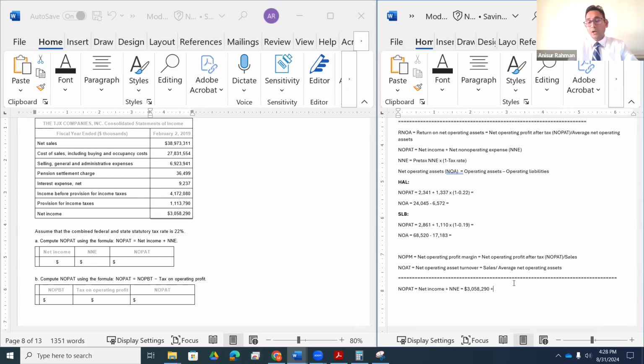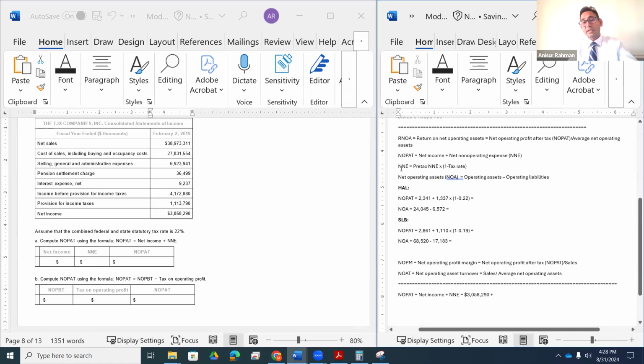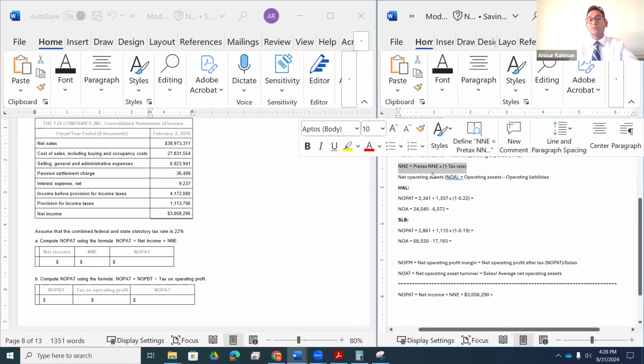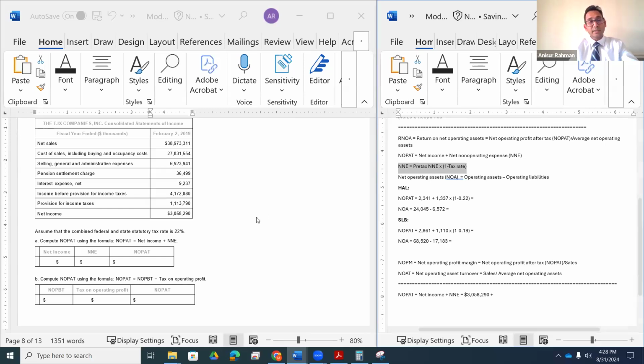Net income is this much. Now, how much is our NNE? Remember that we can calculate NNE if we know pre-tax NNE, pre-tax net non-operating expense, and the tax rate. We know the tax rate, 22%. Now, pre-tax net non-operating expense. In this case, we have to find out which items are non-operating expense.